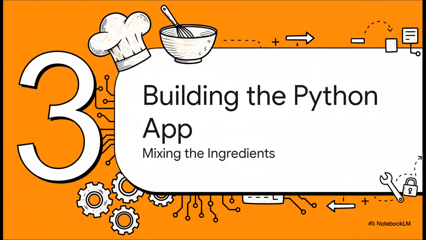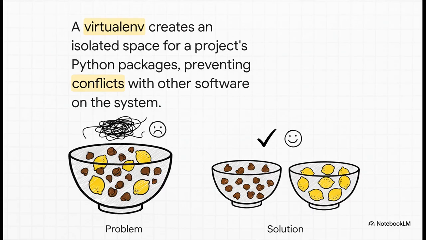Okay, the oven is preheating, our kitchen is prepped. Now it's time to start mixing our core ingredients together. This is the phase where we assemble the actual software components of our application. Now, before we install a single thing, we're going to follow a super important best practice, creating a Python virtual environment. Imagine trying to bake a chocolate cake and a vanilla cake in the same bowl at the same time.